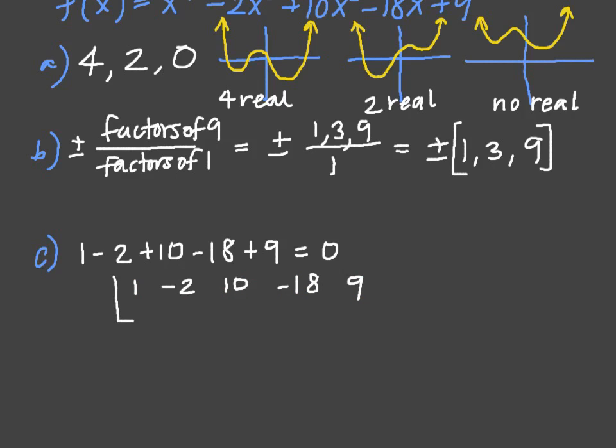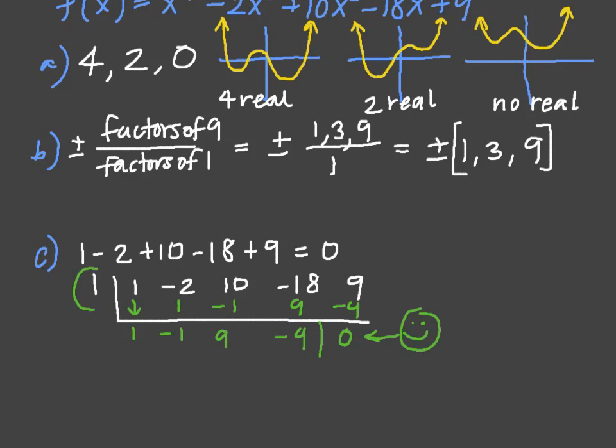So I'm going to do 1 because that should work. I'll switch colors here so you can see what I'm doing. Always bring down that first number. Multiply, add, multiply, add, multiply, add, multiply, add, and you get 0. That's good. So your remainder is 0. You know that this number, 1, must be a factor.